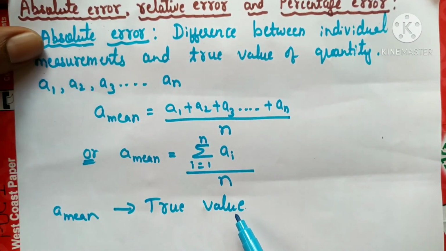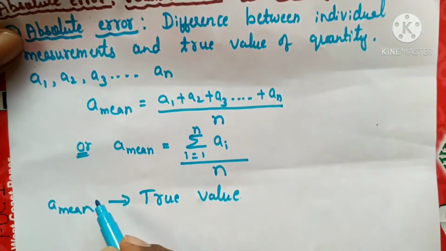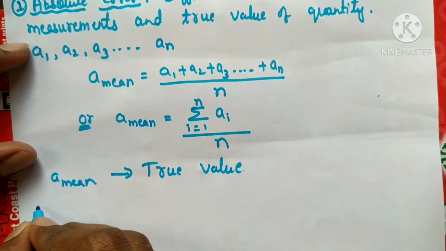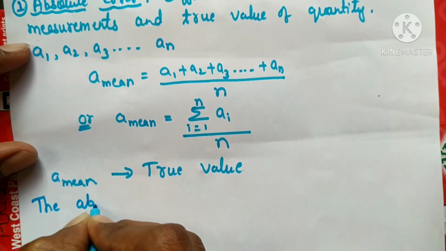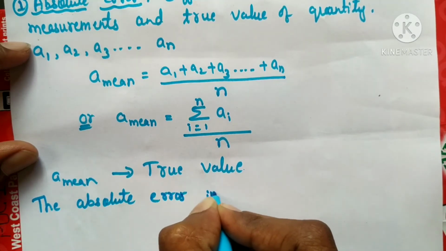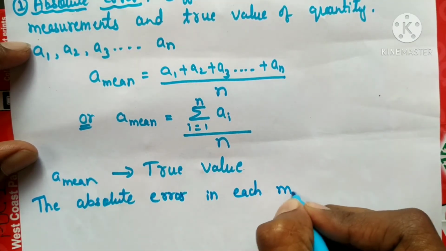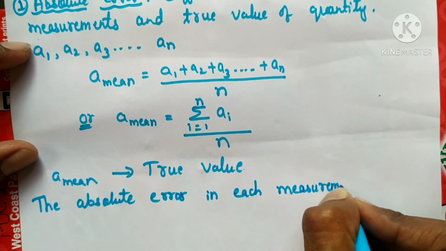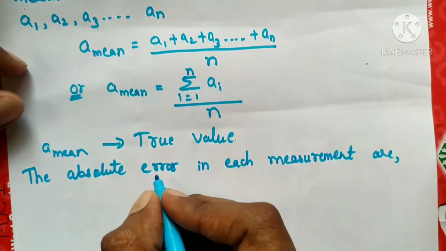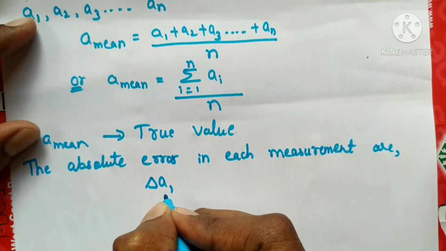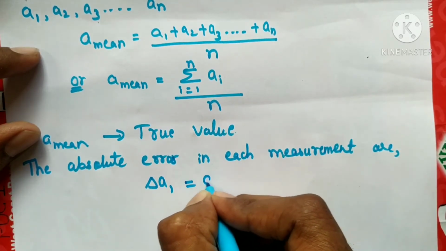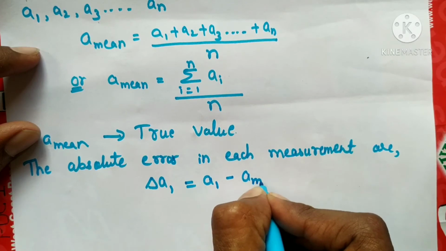Okay, now the absolute error, how can you write that? The absolute error in each measurement is written as delta A1. So for the first reading, the absolute error can be written as delta A1 equals A1 minus A mean.